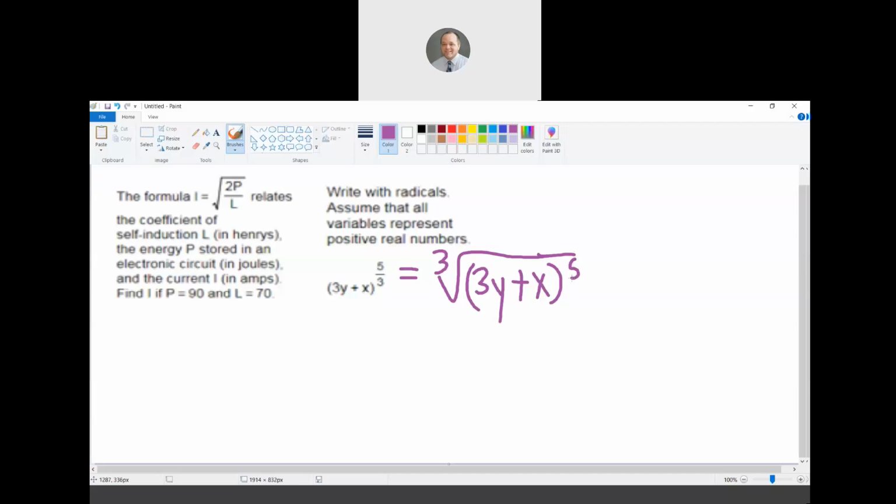The first question is an application problem involving circuits. The formula I equals the square root of 2P over L relates the coefficient of self-induction L in units of henries, the energy P stored in an electronic circuit in joules, and the current I in amps. Find I if P and L are given.